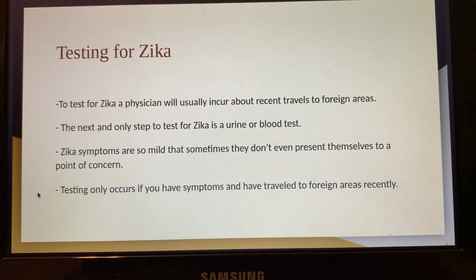Okay, so here we are for testing for Zika. To test for Zika, a physician usually inquires about your recent travels to foreign areas. The next step, and the only step to test for Zika, is either a urine test or a blood test. So if you have the Zika symptoms, as well as have traveled to foreign areas recently, then you are at a higher risk to have Zika, and you should go get tested for it. But like I said, the symptoms are very mild. Sometimes they don't even really present themselves to a point where you should be concerned, and so you could have had it, had you traveled or come in contact with someone that did travel outside the U.S., and not know that you have it.